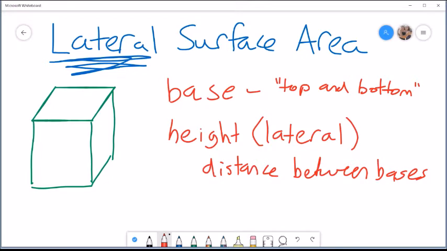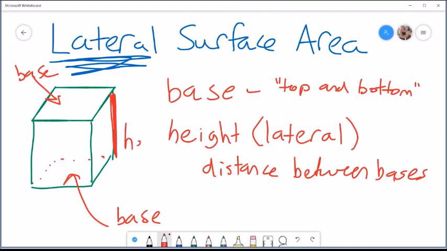So if we're looking at this shape right here, and we wanted to say that this is a base, that means that underneath, this square or rectangle that's right here, this is the other base. And then the distance between the two bases is our height. And when we're talking about the lateral surface area, which is what we're talking about today, we are focusing on this area around, the area that does not include the bases.